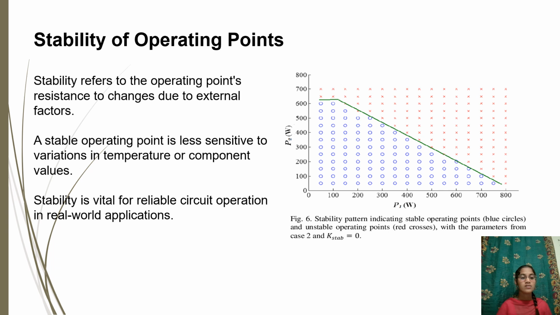Stability of operating points. Stability refers to the operating point's resistance to change due to external factors. A stable operating point is less sensitive to variations in temperature or component values. Stability is vital for reliable circuit operations in real-world applications. Stability pattern indicating stable operating points and unstable operating points with the parameters in this graph diagram.